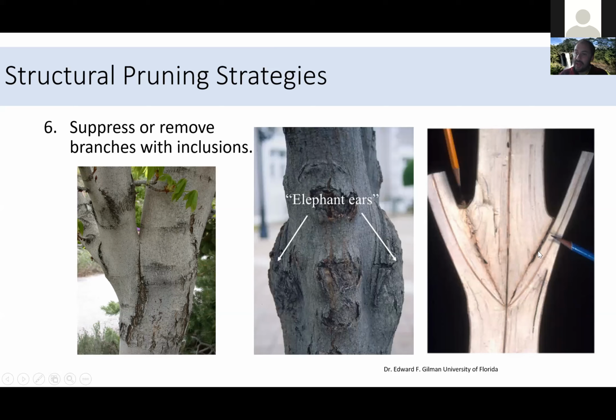On the other side, we have included bark. So for whatever reason, between these two branches, there is bark that is trapped within the union. So this is just bark on bark, bark pressing right up against bark, no connection, no strength. The only thing holding these two branches together is the wood down here. This branch is much more likely to fail than this branch.